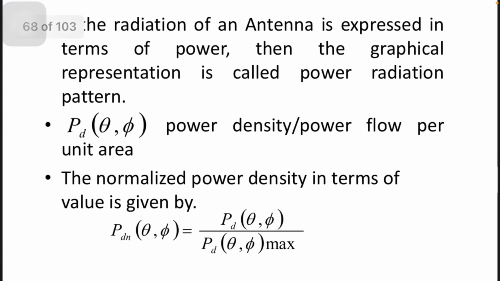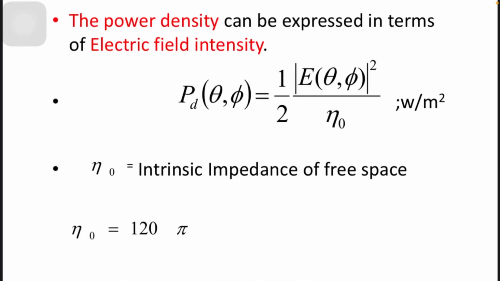Power radiation pattern diagram. The power density can be expressed in terms of electric field intensity. Pd of theta comma phi equals 1 by 2 into modulus of E of theta comma phi whole squared, divided by eta naught, in watts per meter squared. Eta naught equals the intrinsic impedance of free space, eta naught equals 120 pi.